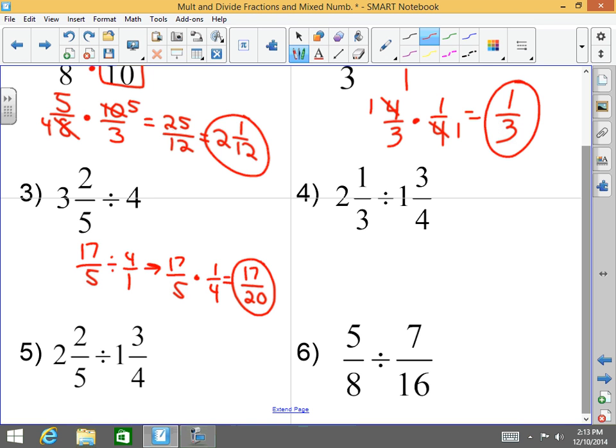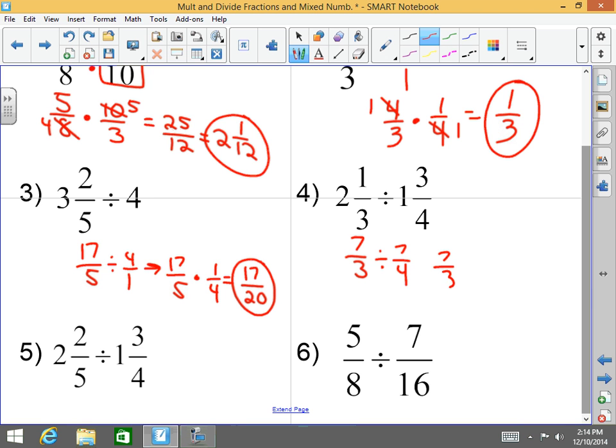Number 4, convert it to an improper fraction. 2 times 3 is 6 plus 1 is 7/3, divided by 4 times 1 is 4 plus 3 is 7/4. First convert before you stay, change, flip. First convert. Now, stay, change, flip.